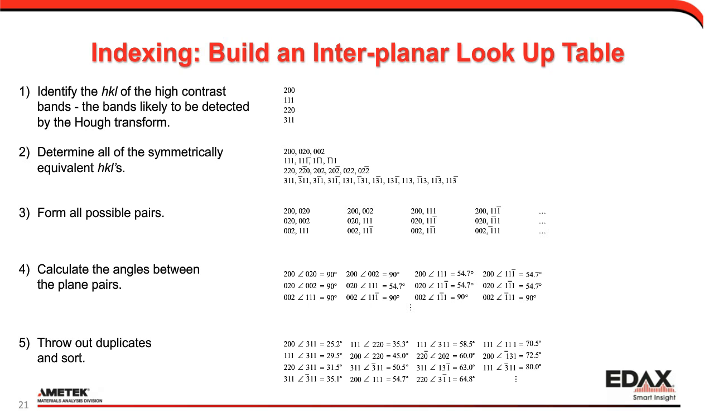If we look at that first entry under number 5, the angle between the 200 and the 311 is 25.2 degrees. So as we measure angles in the pattern, we can compare them to this lookup and start to figure out which lines correspond to which crystallographic planes in the material.